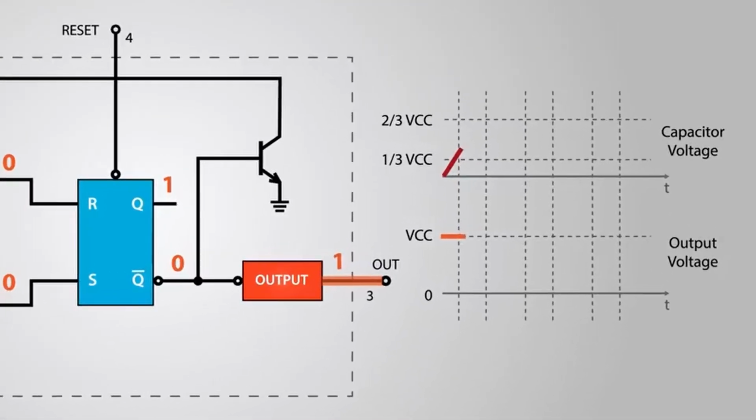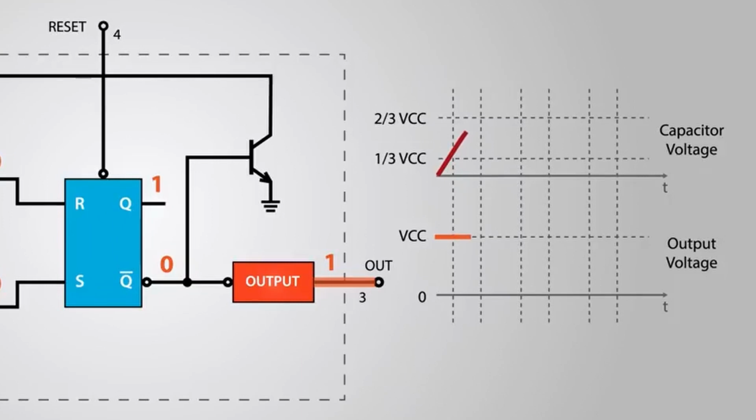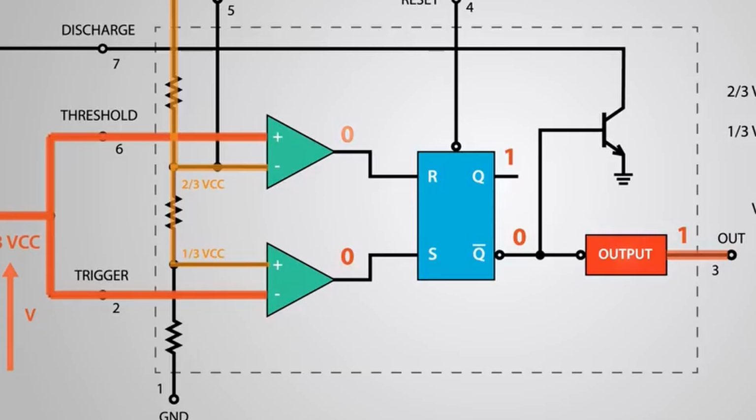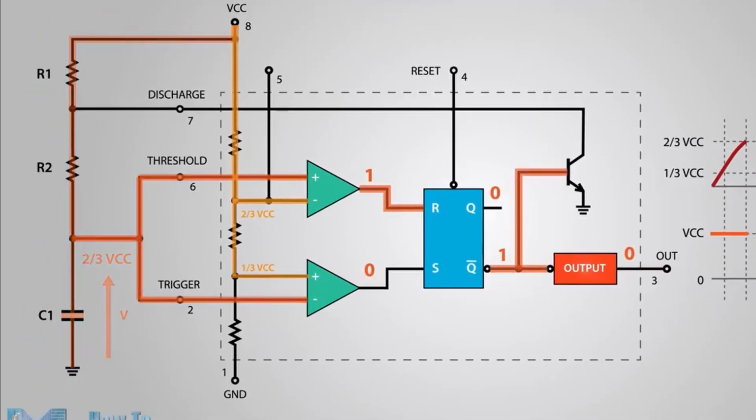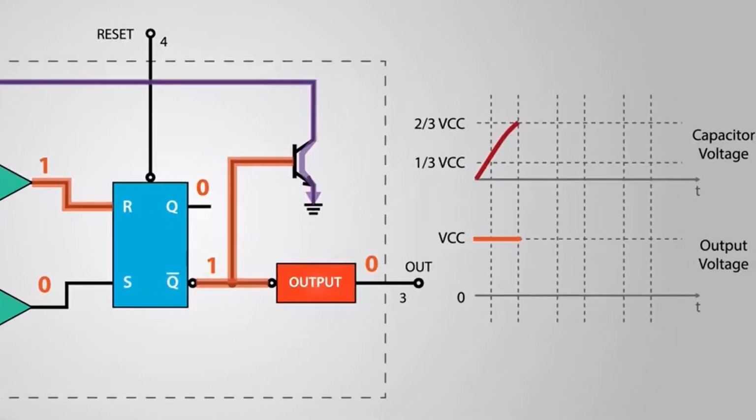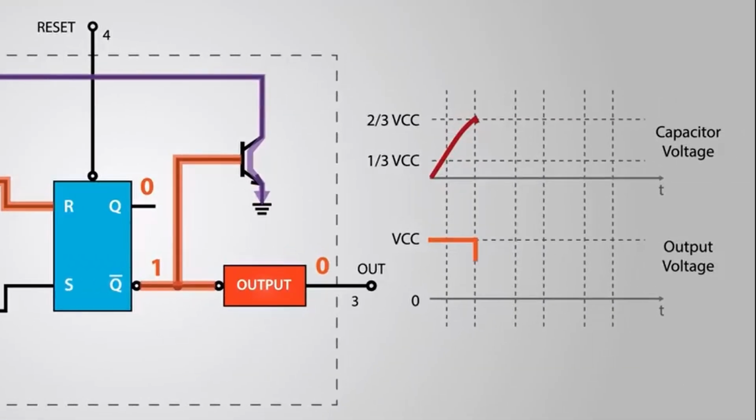So the voltage across the capacitor will keep rising, and once it reaches 2/3 of the supplied voltage, the threshold comparator will output 1 to the R input of the flip-flop. This will activate the discharging transistor, and now the capacitor will start discharging through the resistor R2 and the discharging transistor. At this moment the output of the 555 timer is low.